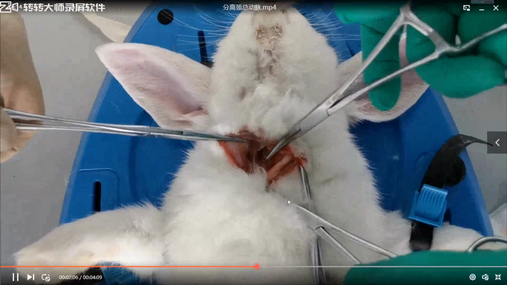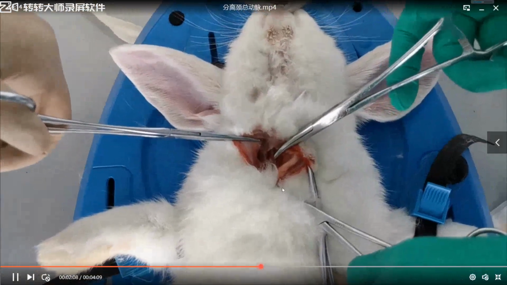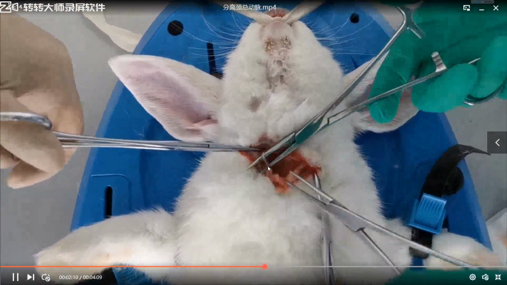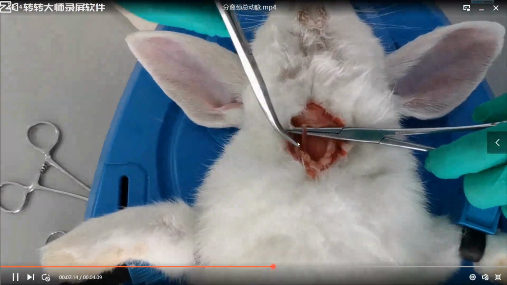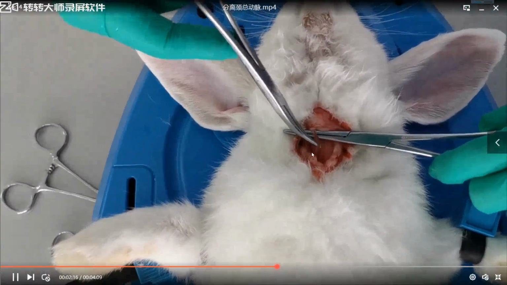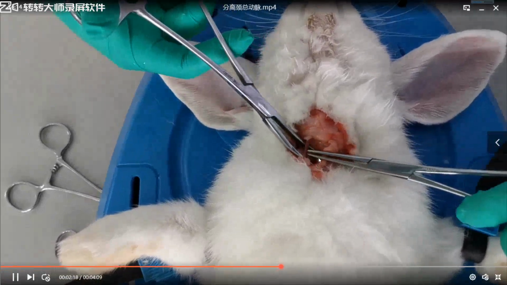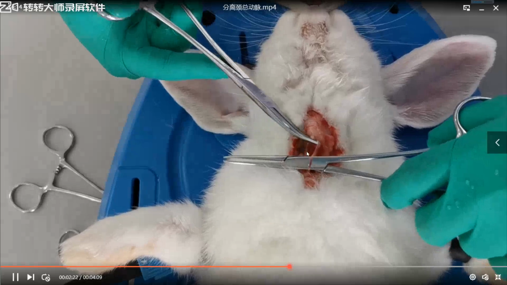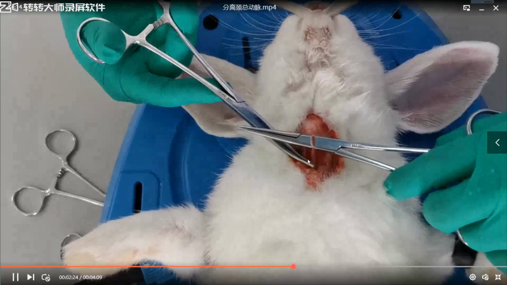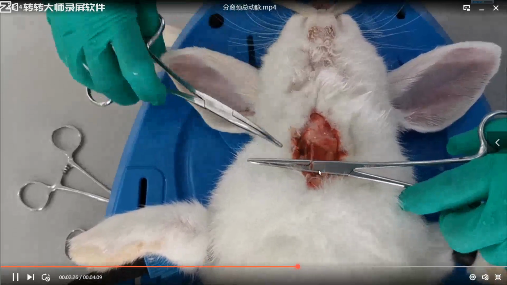Okay. Have you seen the vagus nerve? Yes, it is beside the carotid artery. But the carotid artery is accompanied by the vagus nerve. We should separate the vagus nerve, this is the vagus nerve, from the carotid artery.